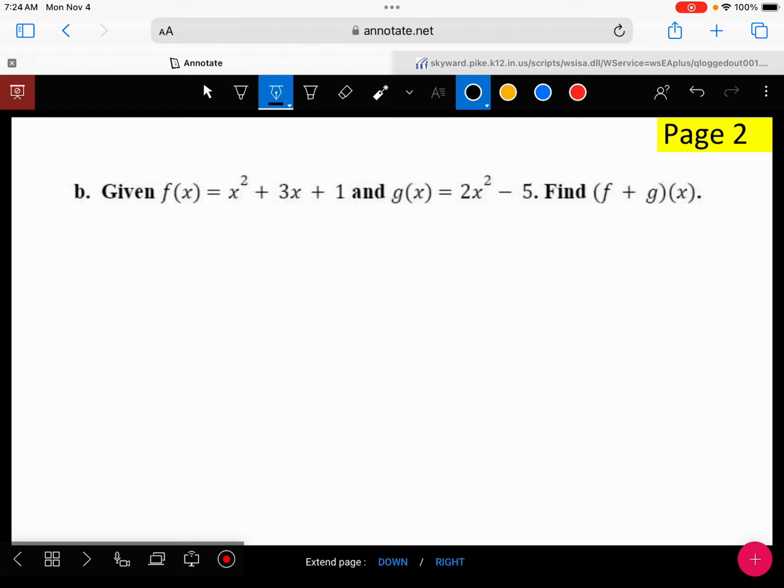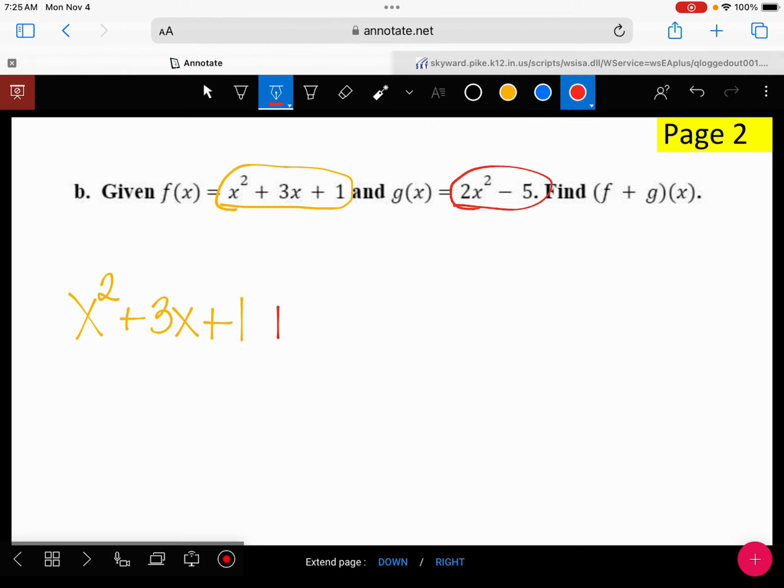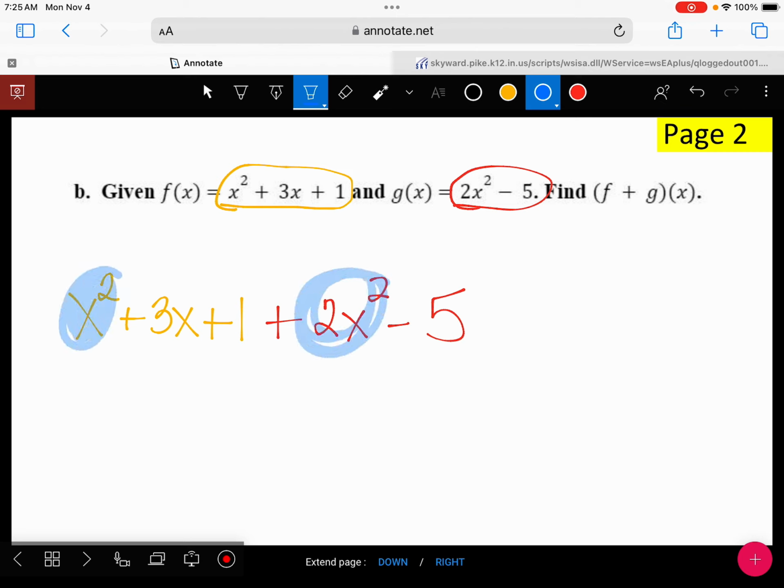So same thing here, we're adding. So I'm adding the f function to my g function. So I'm gonna write that. So now we're just combining our like terms. So our like terms would be the x squareds. We can add those together. There isn't another term with a 3x, but we do have 2 numbers that we can add.